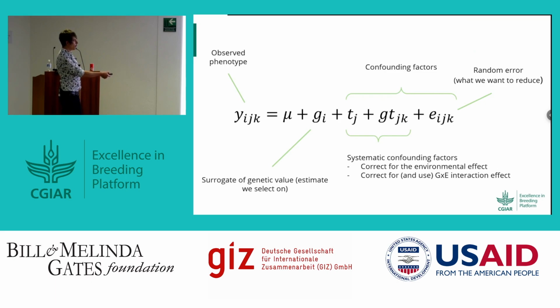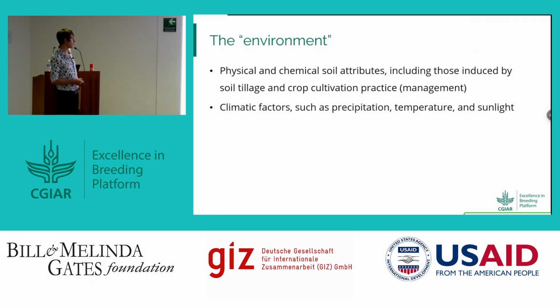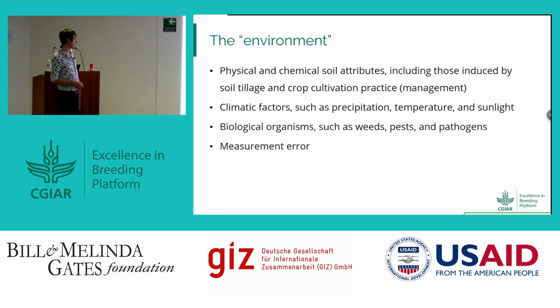So let's look at these two components, what that actually means. The environment. If I and you talk about the environment, we have different understandings of it because it's not a well-defined term. It can be a lot of things, and the environment is basically the non-genetic component, what you define to be the environment. It might include physical and chemical soil attributes, including those induced by soil tillage, crop cultivation, management in general, you name it, you know that. Obviously, climatic factors, precipitation, temperature, sunlight, drought, all these things that you encounter in the field. Unfortunately, we cannot control these. All kinds of biological organisms, and the measurement error.